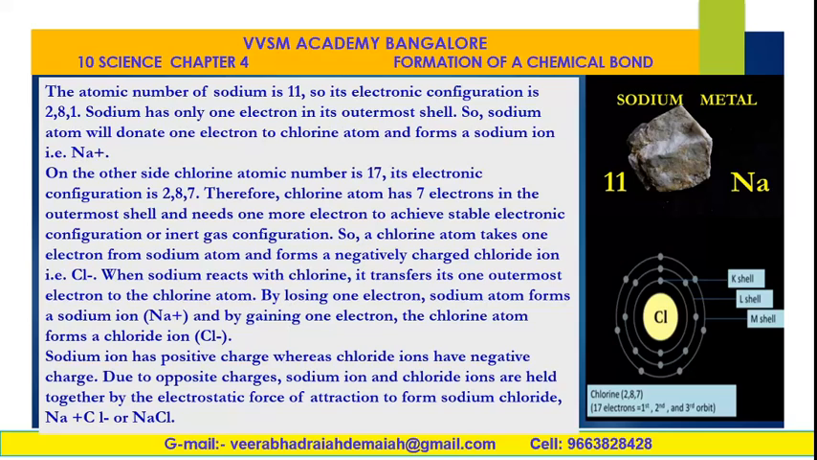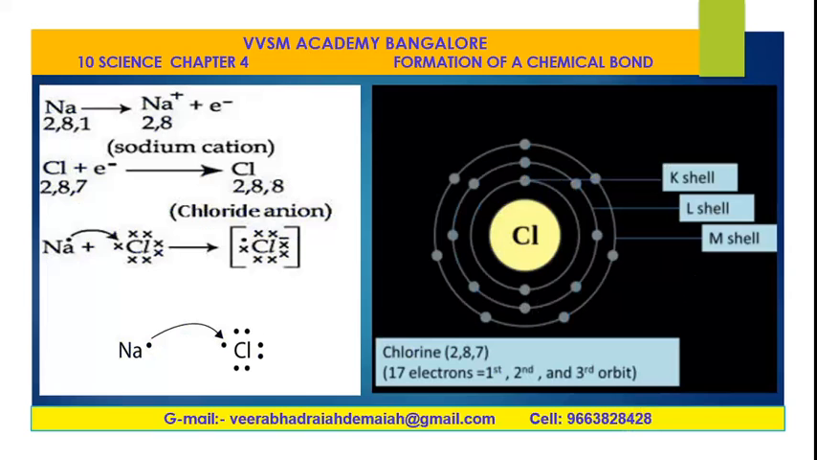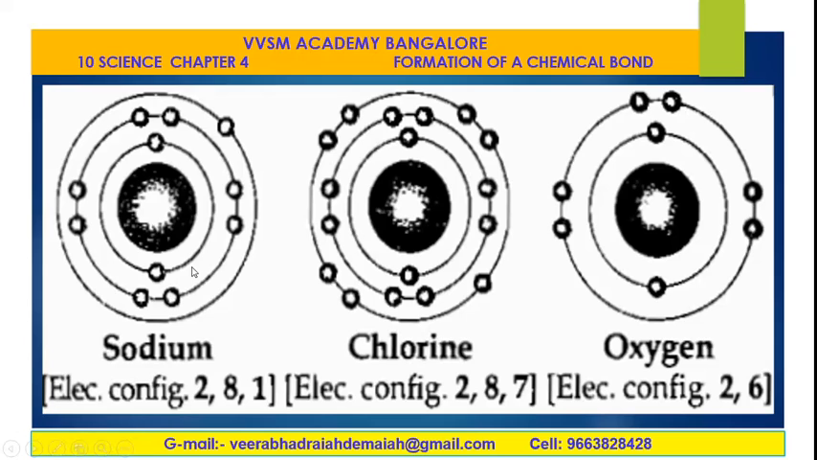Due to opposite charges, the sodium ion and chloride ion are held together by the electrostatic force of attraction to form sodium chloride. This is the formation of the chemical bond in the sodium chloride crystal. You see, this is the representation 2,8,1, and it loses its electron. Sodium ion, the cation; chloride ion, the anion; and hence the transference of electrons from sodium to chlorine. This is the electronic configuration of sodium. This is the electronic configuration of chlorine.